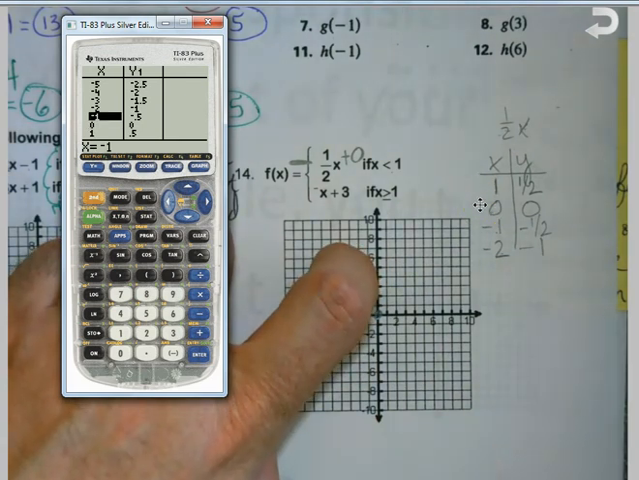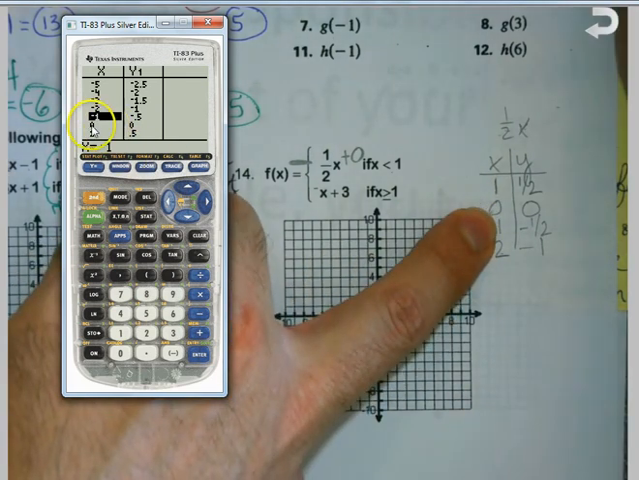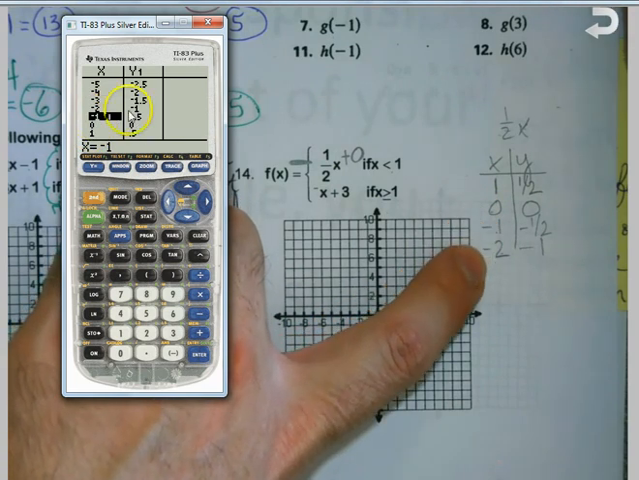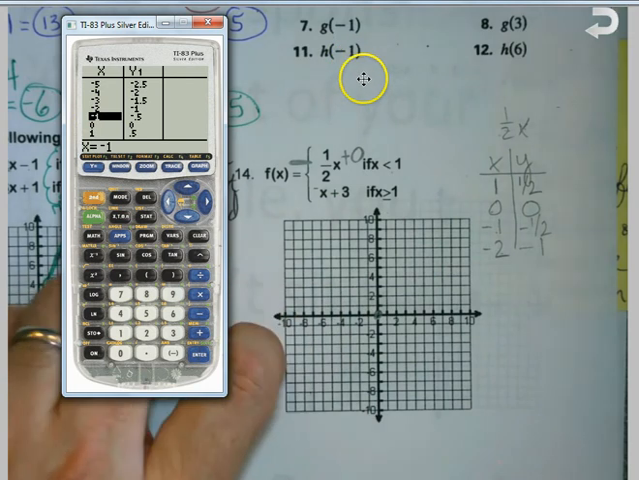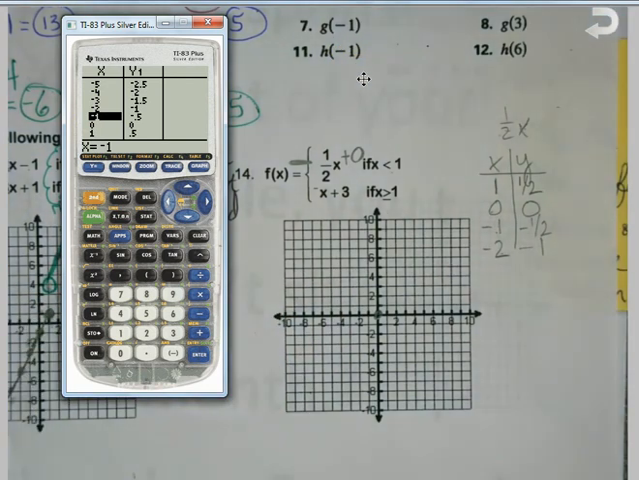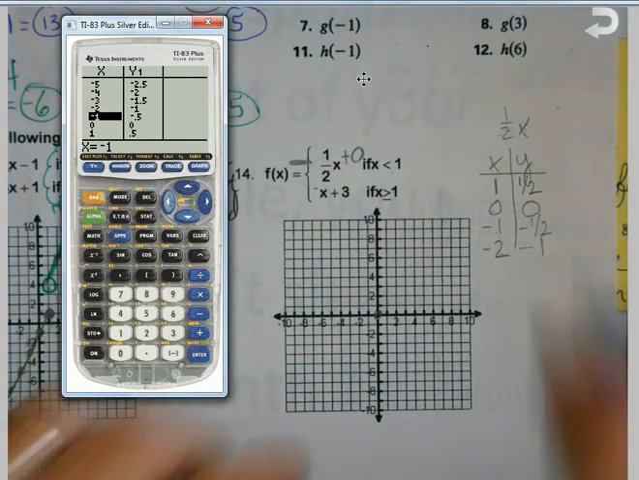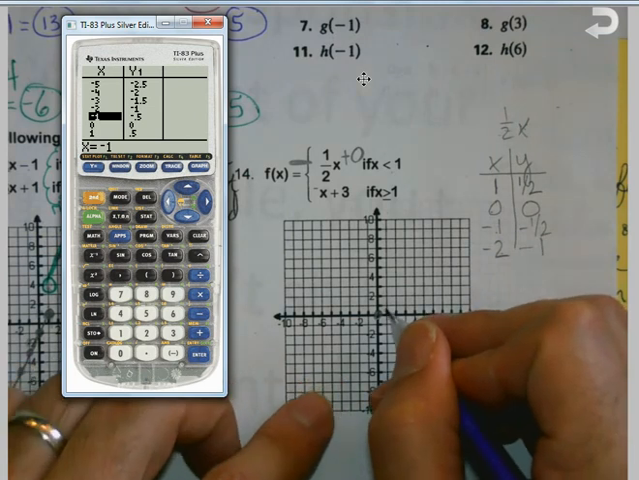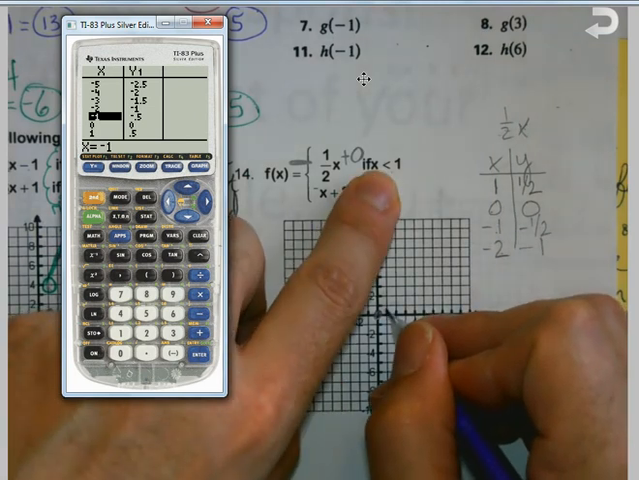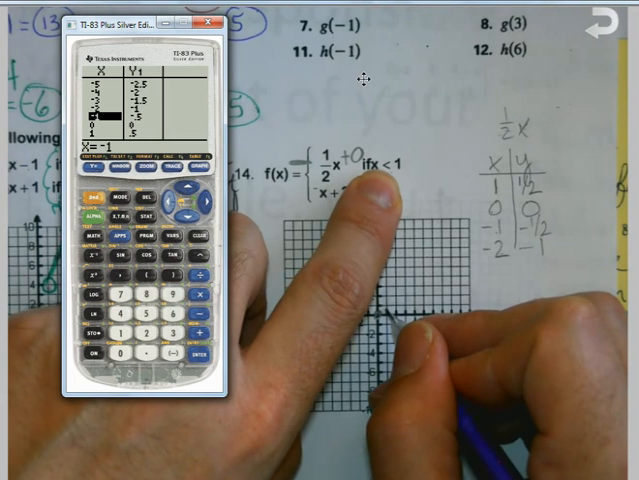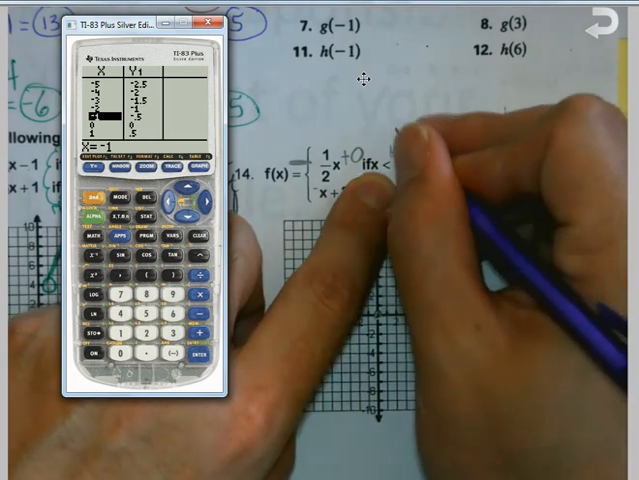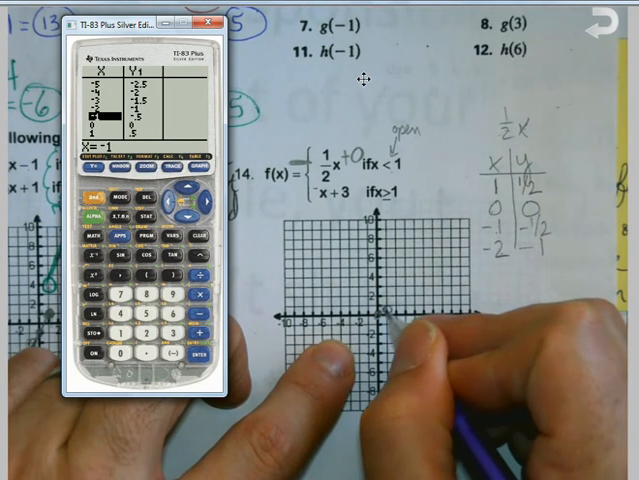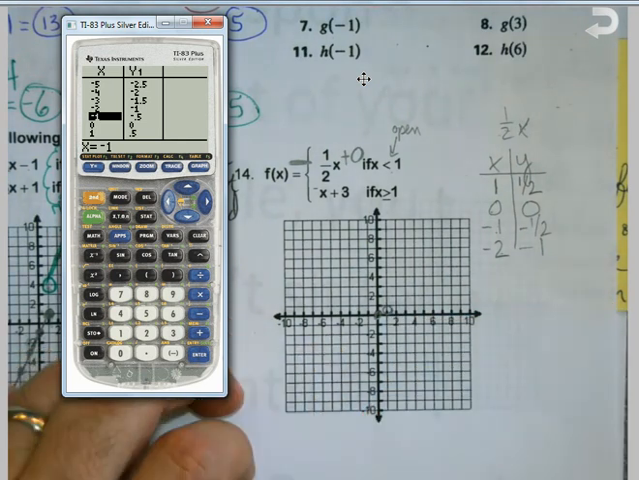Notice I got the same values in my chart that I have over here: 0, 0, -1, -1/2, -2, -1. And I even have more points if I want them. This way I don't have to worry about erasing stuff. I just take the points and I say, okay, so 1, 1/2. Now before I put this point, open or closed circle? Open, okay? That's going to be an open circle. So right at 1/2, get my big circle there.